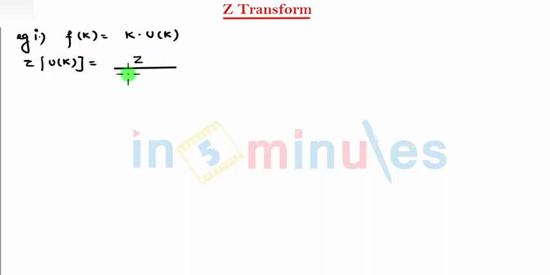The next is, let's do one sum on this, let's do one example. So f of k is k into u of k. When we start with finding the Z transform, first I'll be writing Z transform of u of k. So Z transform of u of k is z divided by z minus 1. Due to the effect of Z of k into u of k, k is multiplied, that's why I write minus z d by dz of z divided by z minus 1.